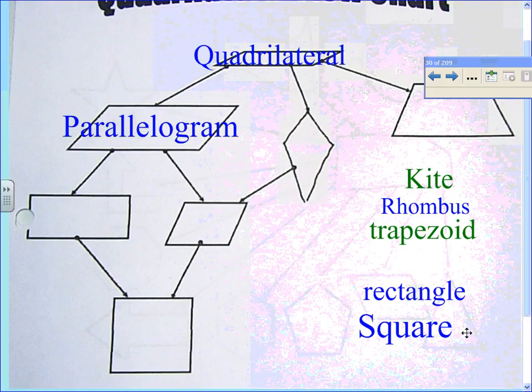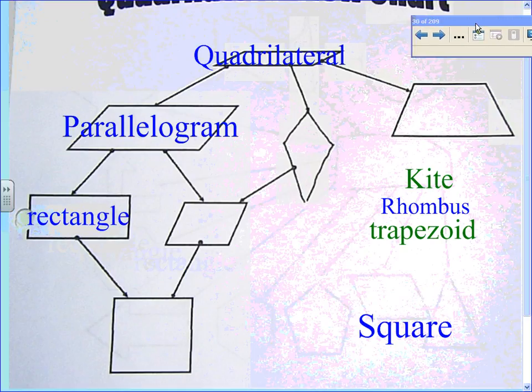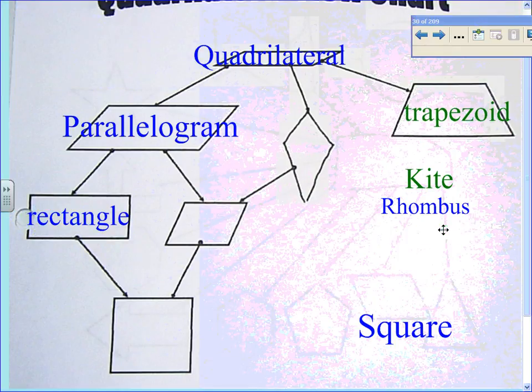Okay, so parallelograms here. Alyssa, what do you think goes here? Good. Rectangle. Okay, let's go over here. What do you think goes here? Justin? Good. Trapezoid. Okay, let's go here. What goes here, Emma H? Good. Kite. Okay, let's go here. What goes here, Mary? Good. Rhombus. Briar, what goes here? Good. Square.